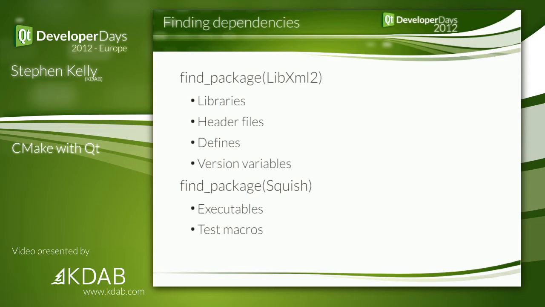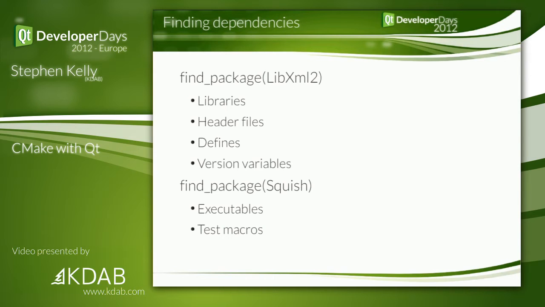So how does finding dependencies actually work? You can find many different kinds of dependencies. You can find libraries, and you can find packages of executables. CMake ships with a lot of ways to find library dependencies and executable dependencies.